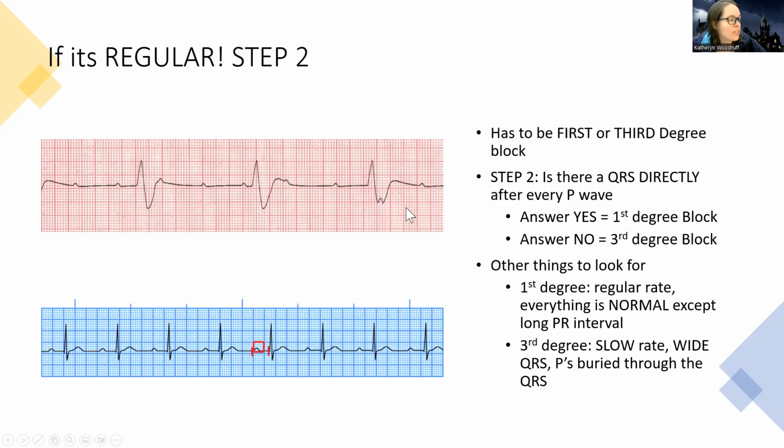And then if you'll notice, there's some P waves buried. See, look, these are normal QRSs. Then look at this. What is this? This is a P wave buried in the QRS. You can also see this P wave buried in this T wave. There's a P wave right here where the T wave's supposed to be. So the P waves are doing whatever they want to do. The QRSs are fat. It's a slow rate. They're doing their own thing too. That's a third degree block. So hopefully that keeps it simple with that.